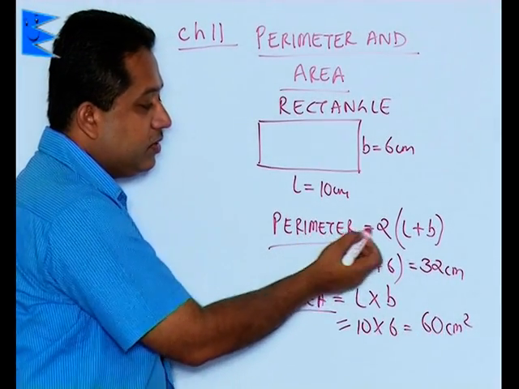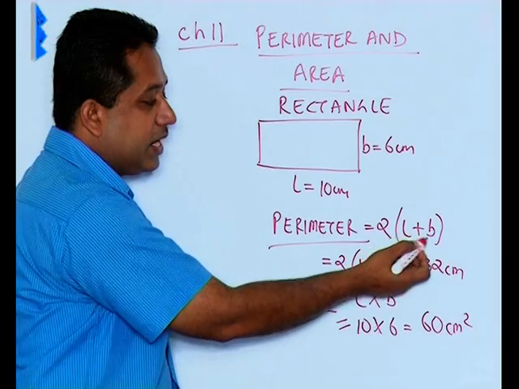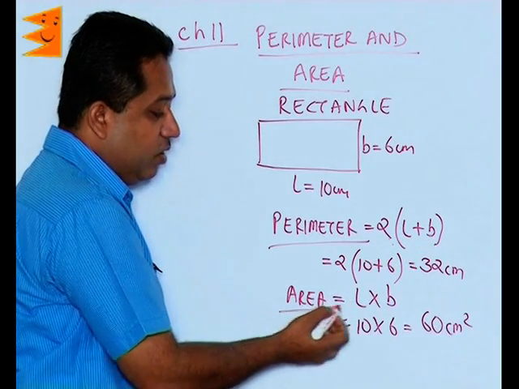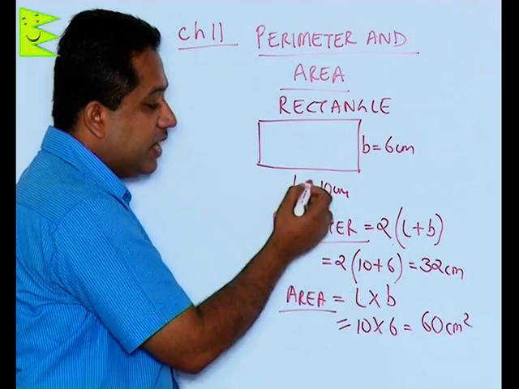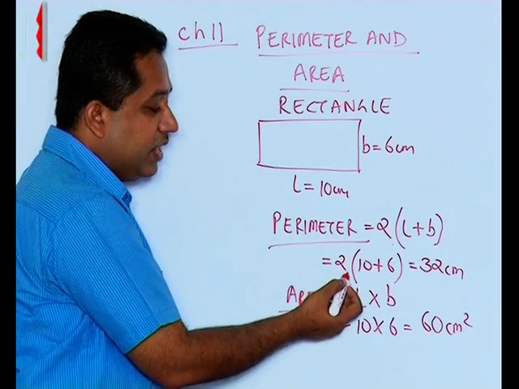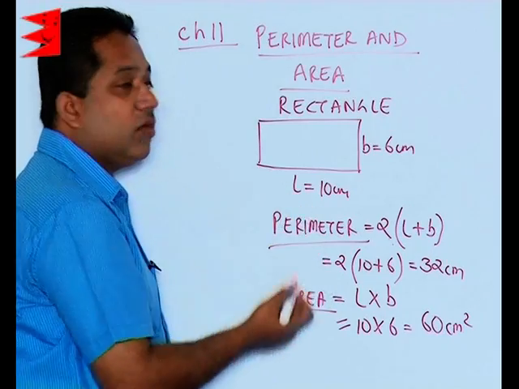So, perimeter, note down the formula 2 bracket L plus B, and area of the rectangle will be L into B. Whatever the dimensions are, they have to be substituted in the formula and we will get the perimeter and area of the rectangle.